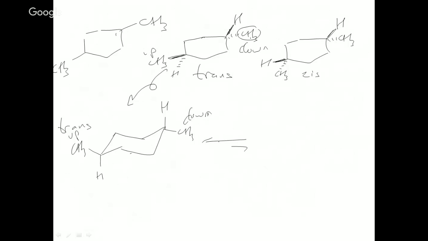Okay, this is by far favored over the diaxial. The diaxial now has 2 sets of 1,3 diaxial interactions. You should look at those. Think about those. Okay. So, and that would be about 3.6 kcals less stable than the diequatorial. So this would be diequatorial.